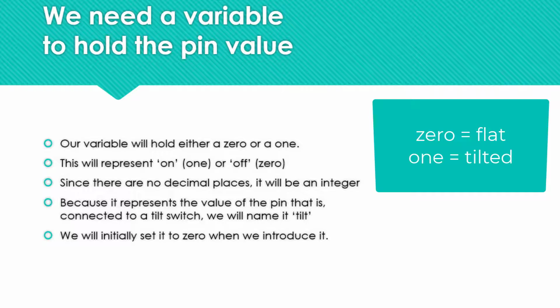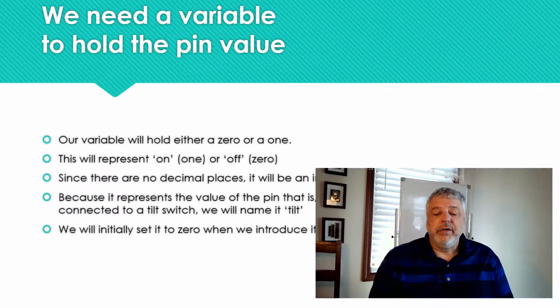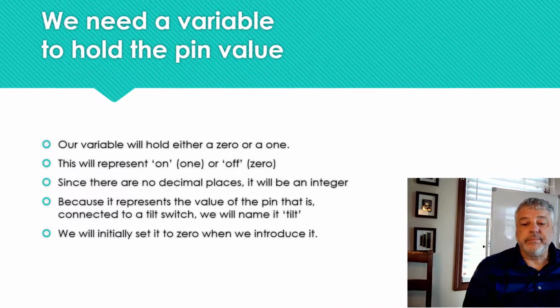Because the variable represents whether or not the board is tilted, we'll go ahead and name it something that makes sense to us, which is tilt. You can name your variables things that make sense, or you could just call it x, y, z. The problem is that if you come back to your program later and it's a very large program, you might not remember what x, y, and z stand for. So it's a good idea to name your variables something that will make sense to you later if you come back to it a year down the road after you've built it.